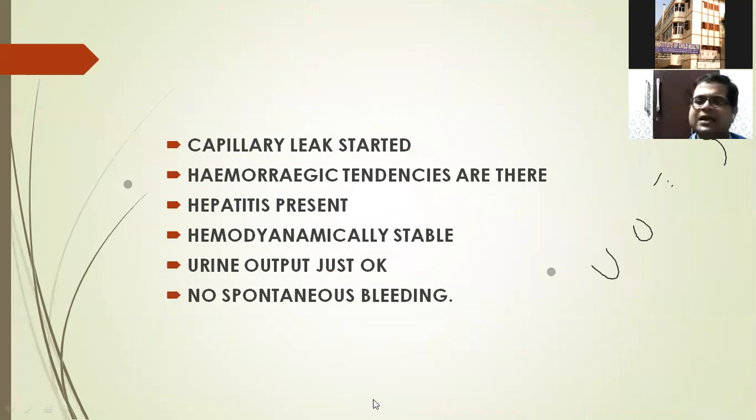So in a nutshell, we get this patient as a capillary leak that has already started. No frank, spontaneous, minor or major hemorrhages are there, but hemorrhagic tendencies are there, proved by a positive tourniquet test. Hepatitis is present, and in the 1,000s is always dreadful. Still hemodynamically stable. No features of hemodynamic compromise. Urine output is just normal, 1. There is no spontaneous bleeding. So he is fulfilling all the criteria of DHF 1.